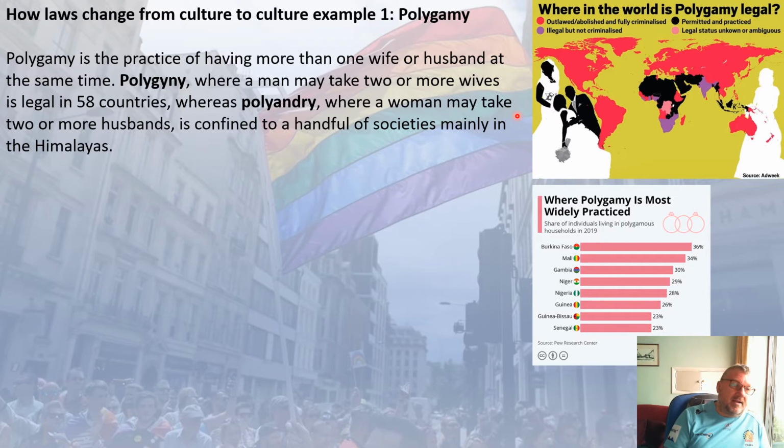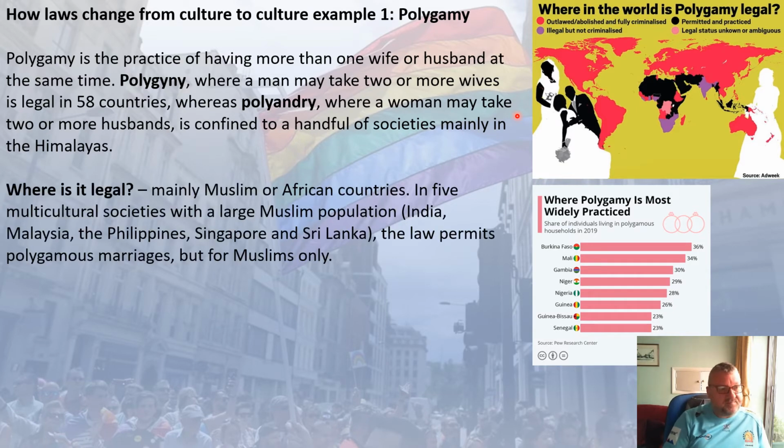Now, technically, polygyny is where a man can take 2 or more wives, and that's legal in around 58 countries, whereas polyandry, where a woman can take 2 or more husbands, is actually confined to only a handful of societies, mainly in the Himalayas. So actually the man can have more than one wife, but in general the woman can't have more than one husband. So some example of sexism there.